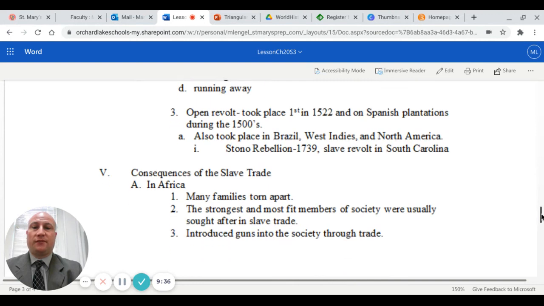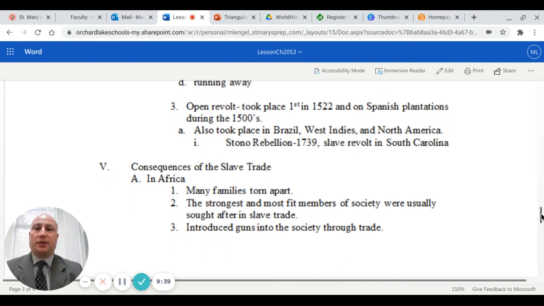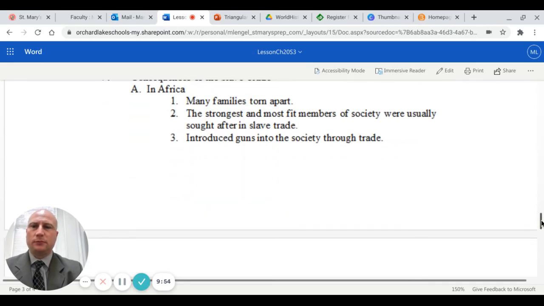The first one took place in 1522 on the Spanish plantations. They also happened in Brazil, the West Indies, and North America. One famous slave rebellion in North America was called the Stono Rebellion, which took place in 1739 in the region of South Carolina. It was a fairly successful one.